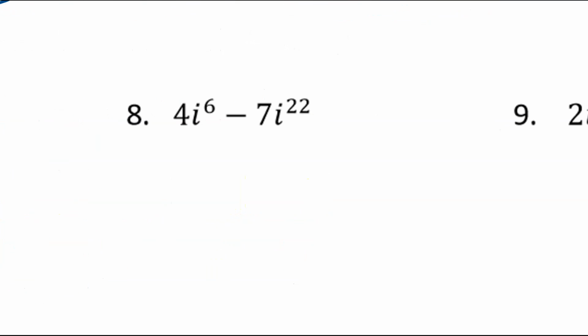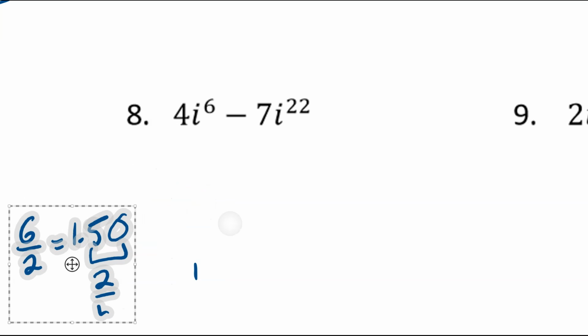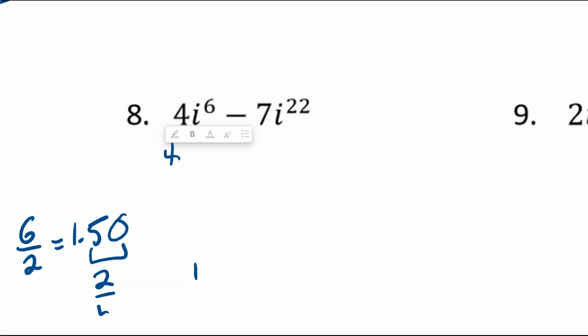For number 8, I'm going to do that twice. If I take 6 and divide it by 4, I get 1.5. And 0.5 is the same thing as 0.50, so you could see that as 50 cents, or 2 quarters. So I'm going to simplify that i to the 6th to just i squared. So that becomes 4 times i squared, or just 4 times negative 1, or just negative 4.